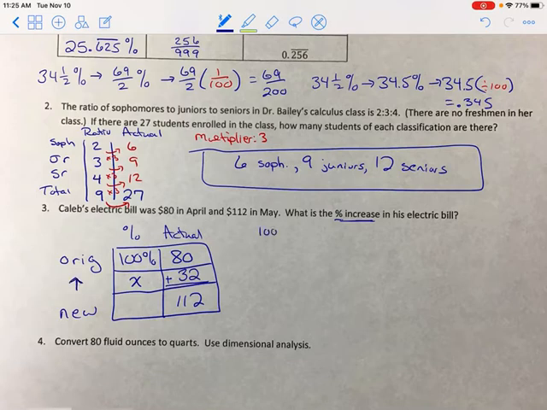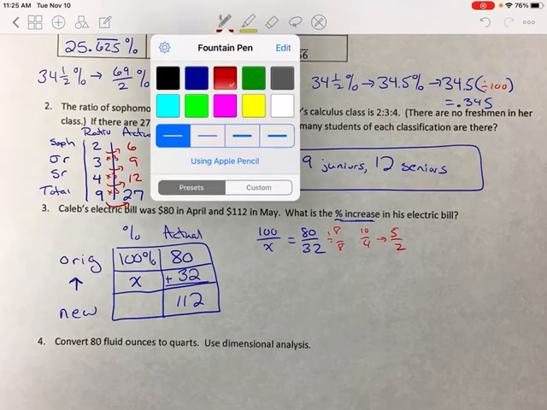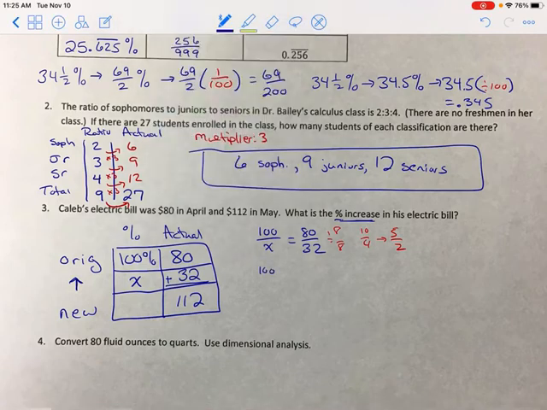Now I can move that over into a proportion. All right, so I take the 2 completed rows. I'm going to go ahead and reduce 80 over 32. Let's think about what I could divide by. If I divided by 8, that would become 10 over 4, which would become 5 over 2. So I'm going to rewrite that real quick. 100 over x equals 5 over 2.